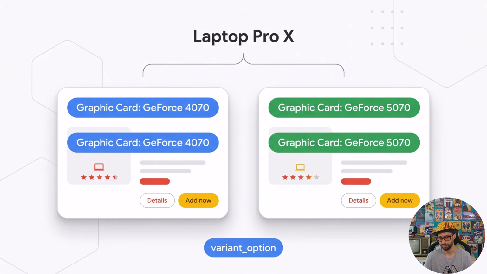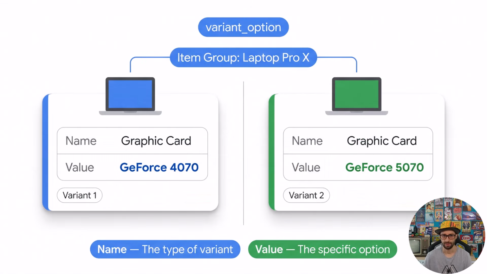So let's say you sell laptops and you have 2 versions, one with a GeForce 4070 graphics card and one with a GeForce 5070. There's no standard graphic cards attribute in Google Feed specs. And this is exactly what variant option is built for. Variant options has 2 attributes: the name, the type of the variant, for example, graphic card, and the value, the specific option for that product variant, for example, GeForce 4070 or GeForce 5070. So for your first laptop variant, you'd submit graphic card colon GeForce 4070, and for the second variant, you would add graphic card colon GeForce 5070.